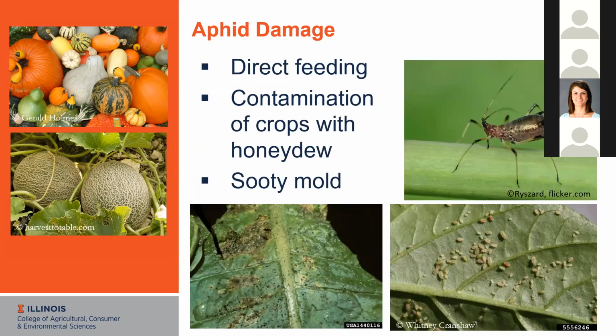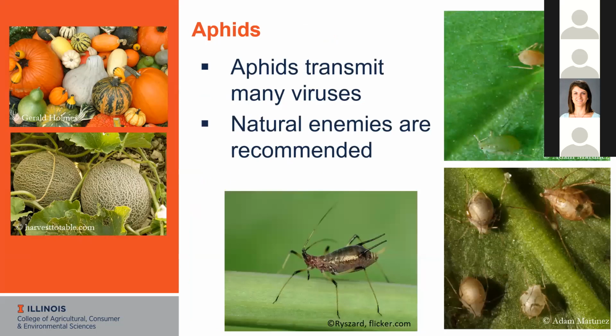And aphids do damage to crops in several ways. The first is just the direct feeding on leaves that results in impact on plant growth. They also contaminate crops with honeydew, which is a sugar substance they produce after feeding. And this actually encourages the development of sooty mold, which you can see in the leaf on the bottom left, which can cause all kinds of issues as well. And of course, probably the biggest impact of aphids is that they transmit a lot of plant viruses.